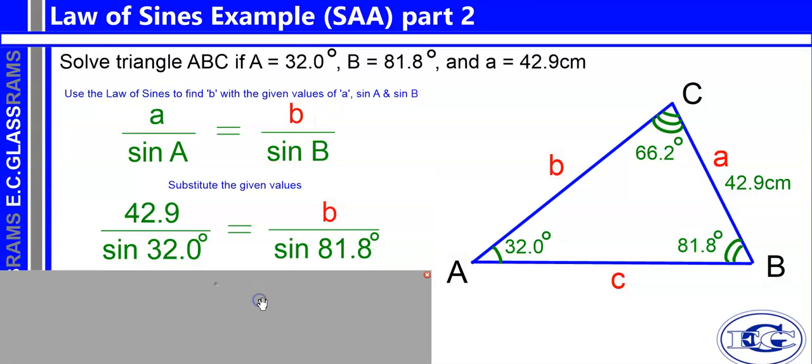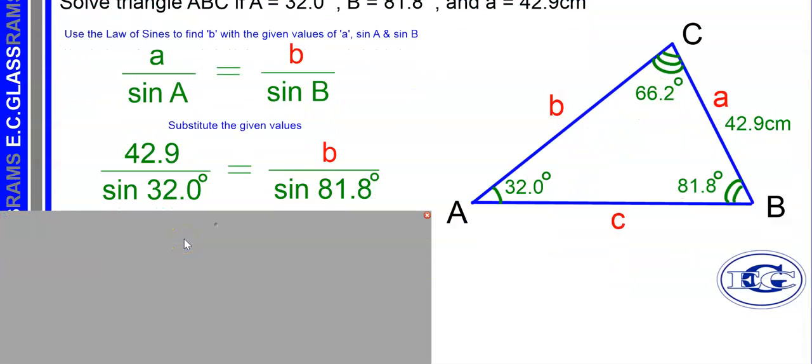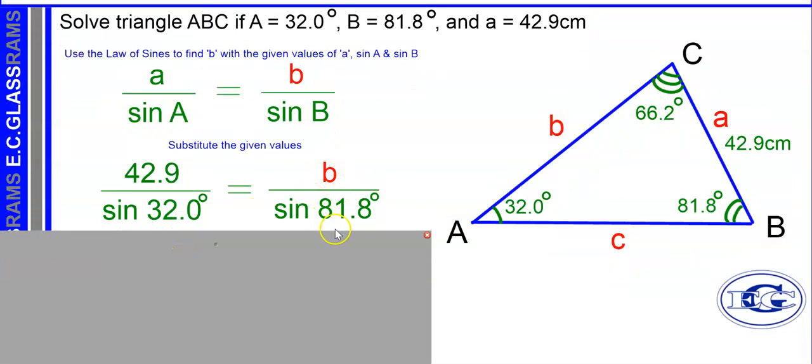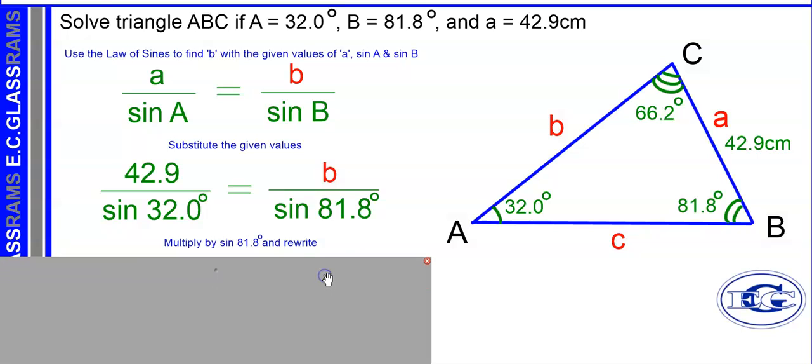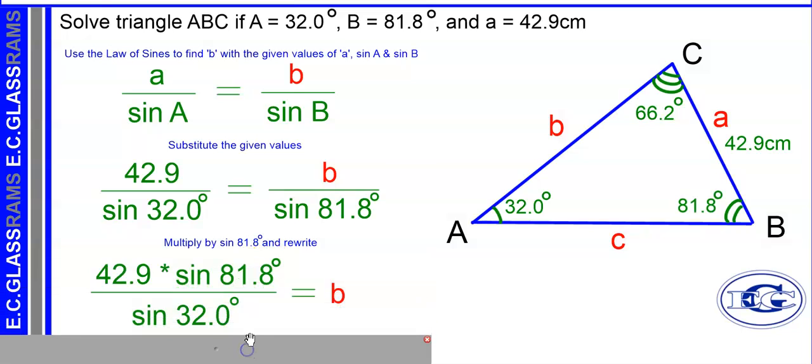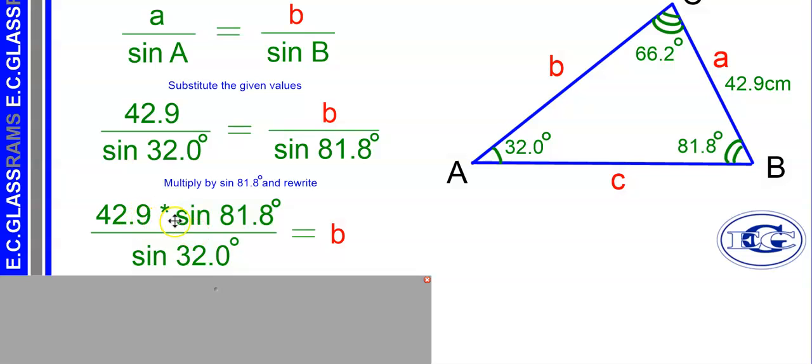Now I can substitute the given values. So I plug in the correct values for each one. So again, 42.9 over sine 32 degrees equals B over sine 81.8. We want the variable by itself, so we're going to multiply both sides by sine of 81.8 degrees, and we rewrite it like this. So now it's 42.9 times sine 81.8 over sine 32 degrees. Remember that when you multiply both sides, the sine cancels out on the right side, but on the left side, it multiplies with the numerator.